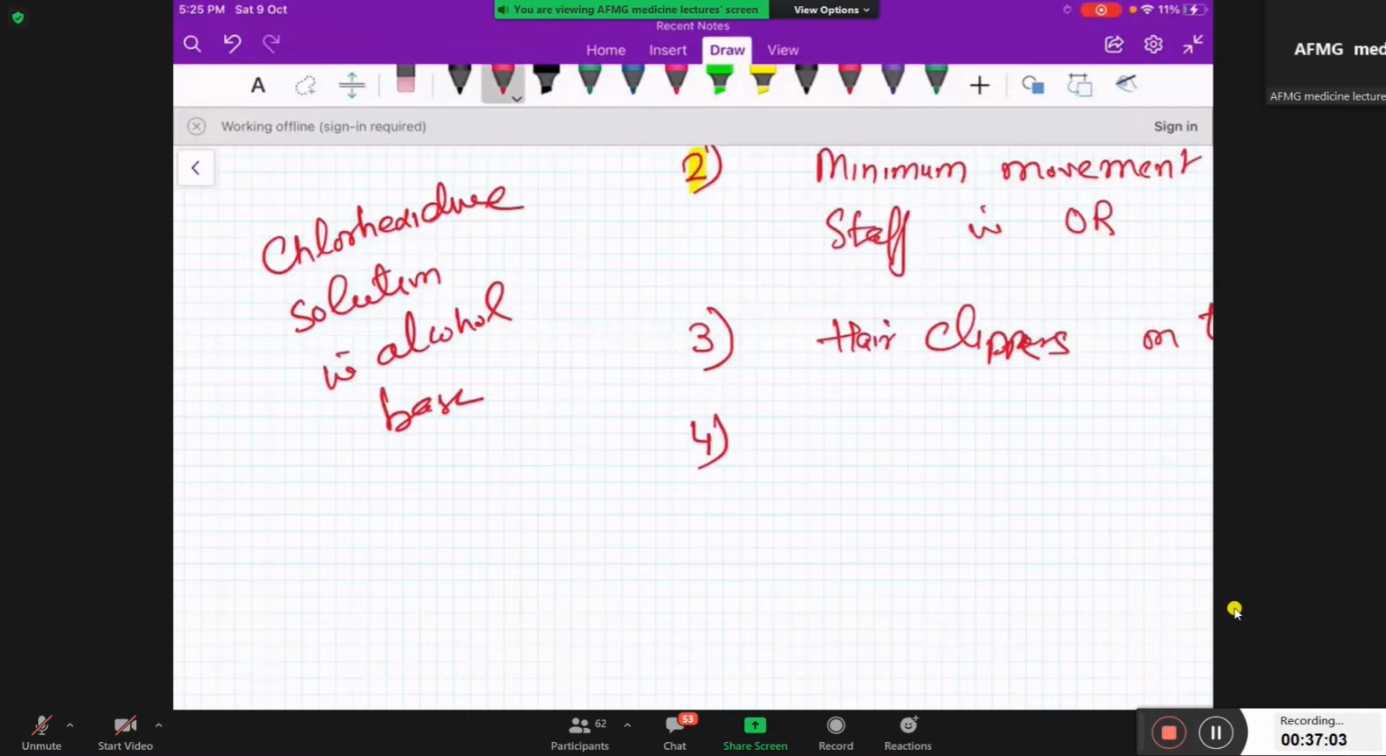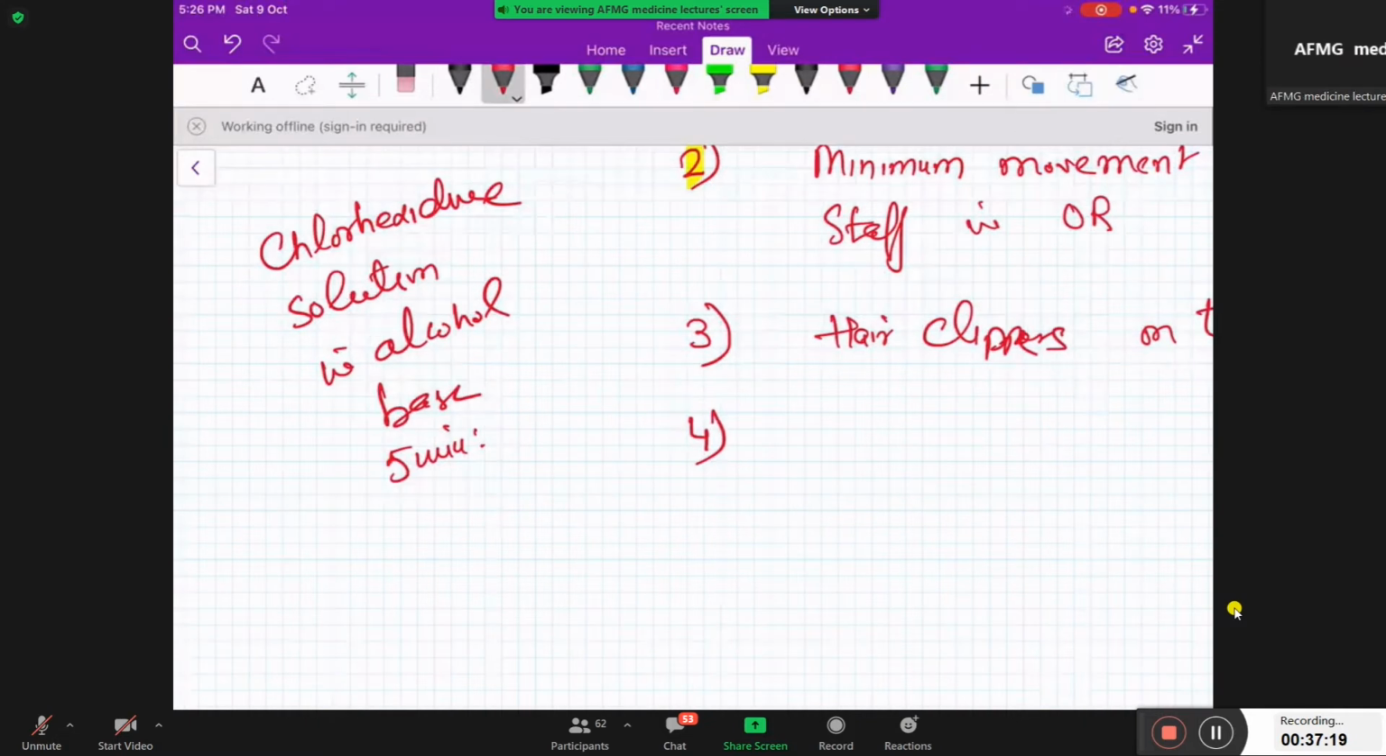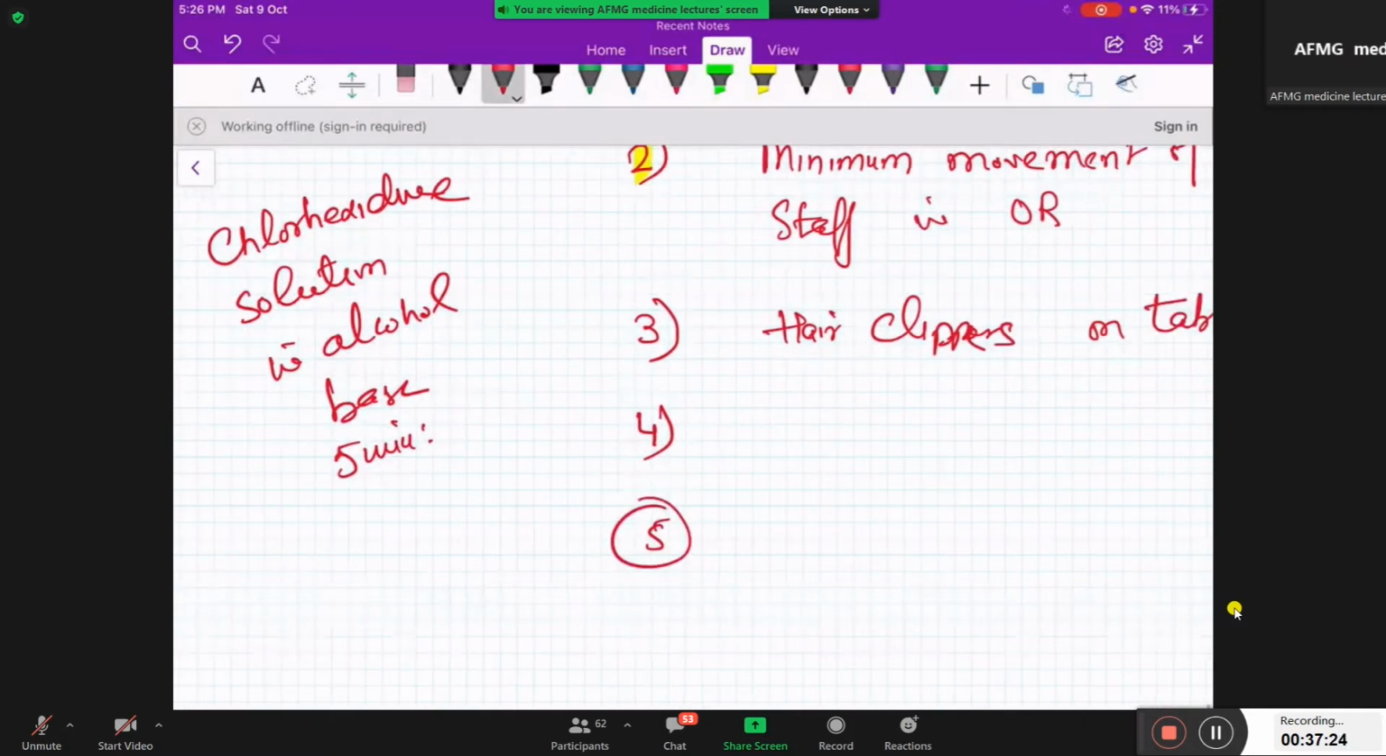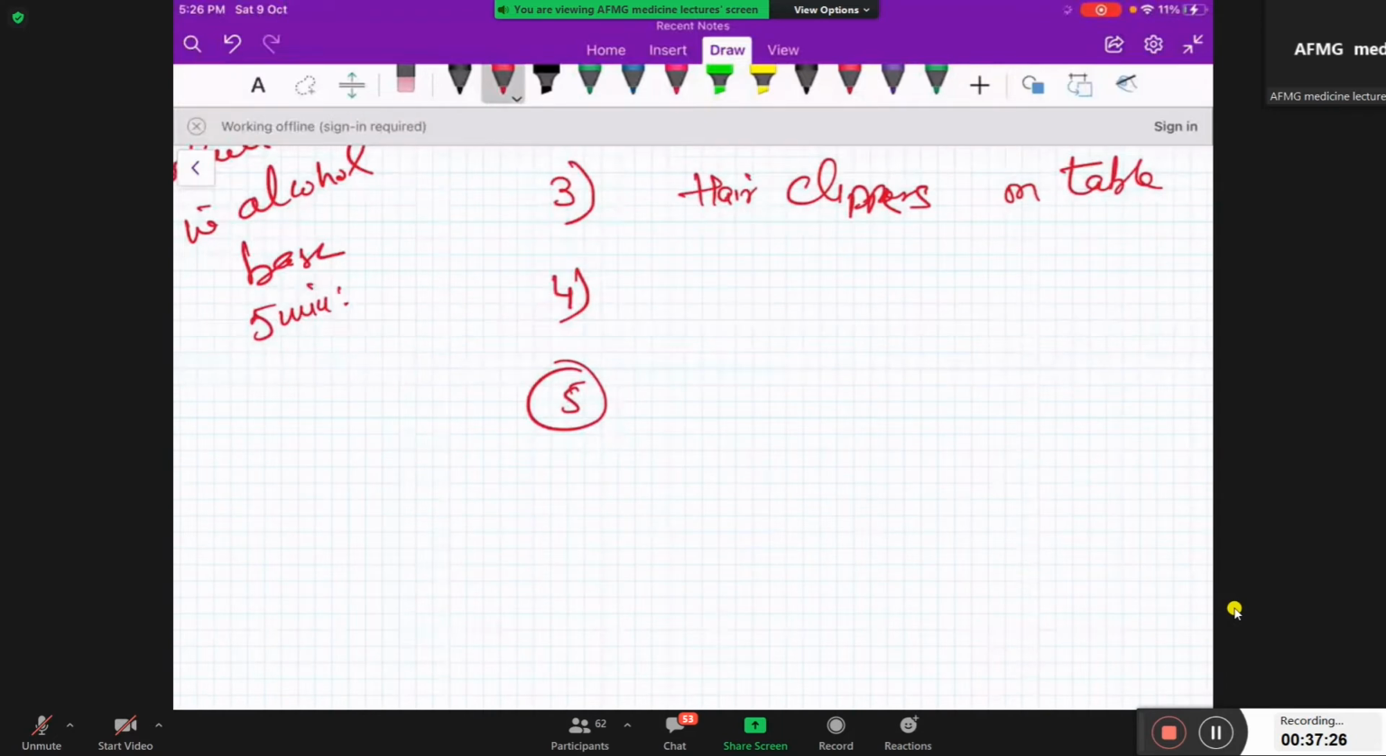And for how long should the surgeon scrub? 3 minutes, 5 minutes, 7 minutes, 10 minutes, half an hour, 1 hour? Minimum of 5 minutes. Right? And then you all must have seen the surgeon paints the area also.